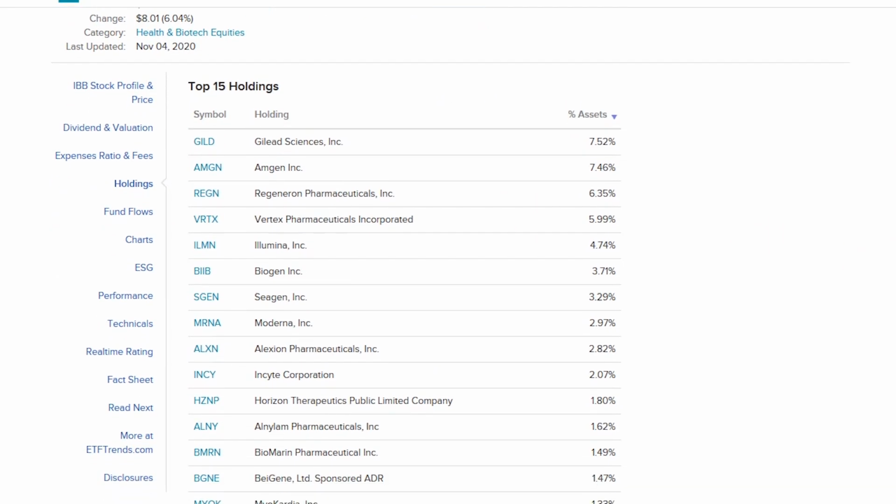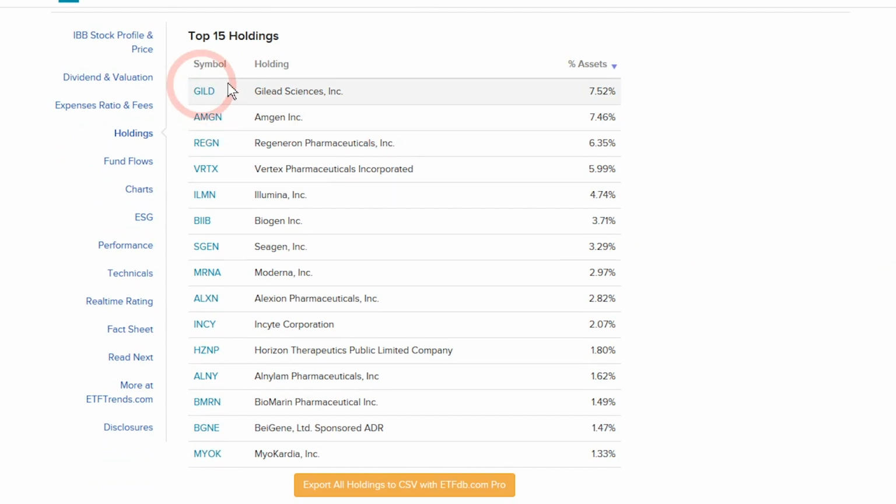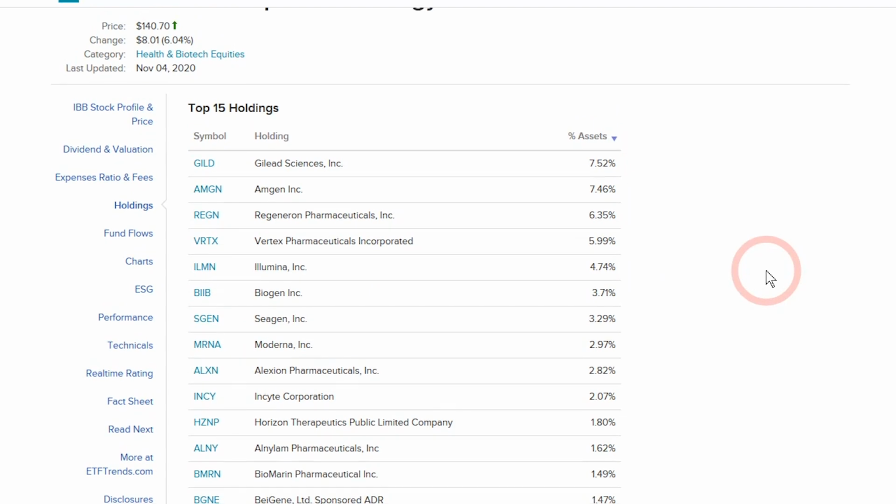And you can see it's dominated by large caps. Gilead, Amgen, Regeneron, Vertex, all coming in at 6 to 7.5%. Illumina, Biogen, Seagen, Moderna, Alexion, Incyte. So it's heavily weighted into these top names.